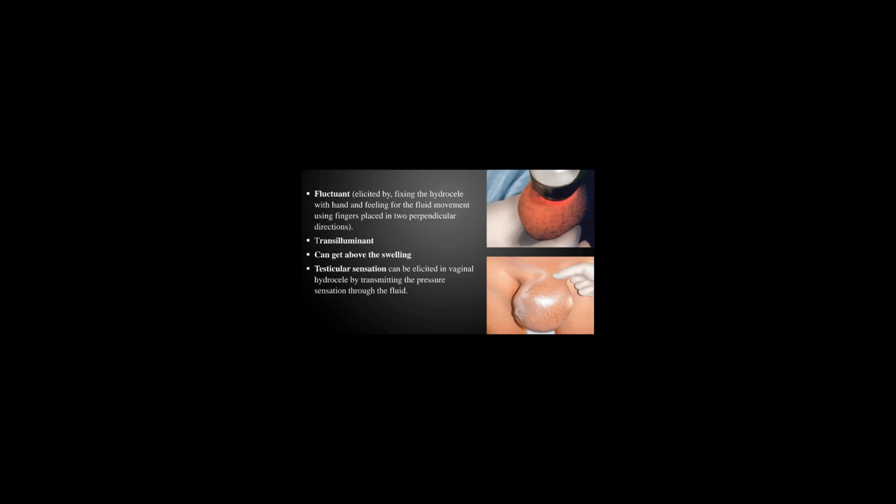And testicular sensation. We have told that testicles cannot be palpated, so it can be elicited in vaginal hydrocele by transmitting a pressure sensation through the fluid. Once we transmit a pressure, the testis sensation can be felt during the movement. So that is about testicular sensation. All these are the main tests. Some other tests are also there, but still the main tests told in primary vaginal hydrocele are these. Hope it is clear.